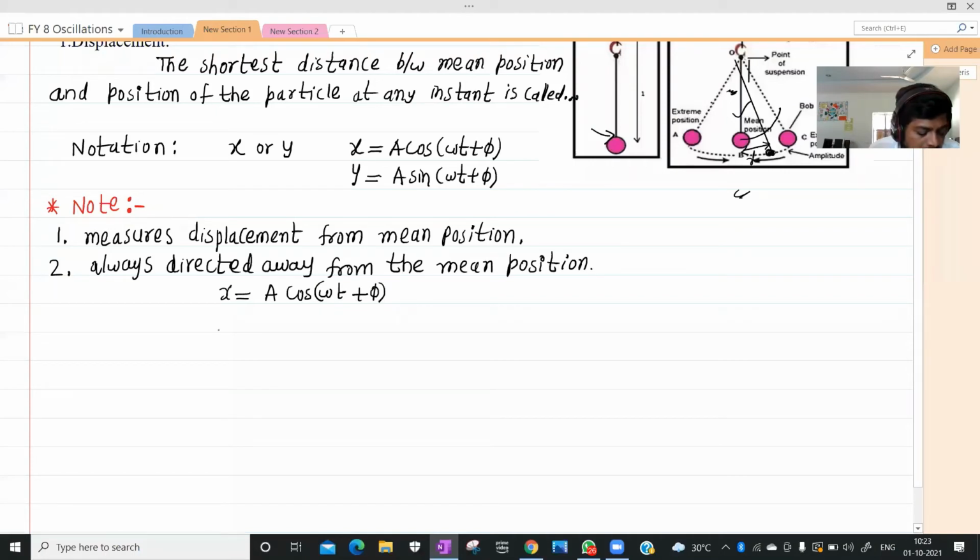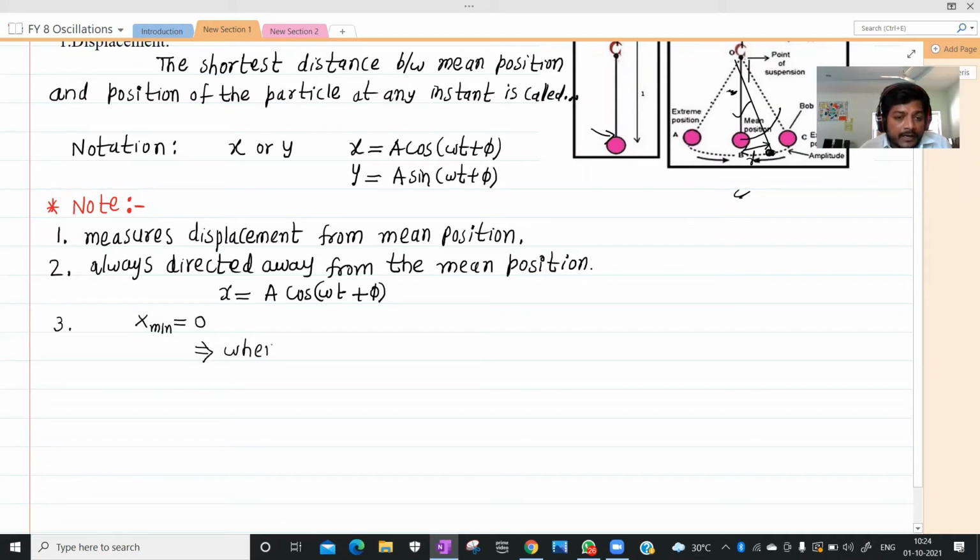Now tell me, where will the particle have the least displacement? When x will become 0, x minimum equals 0 means the displacement of the particle will be 0. Where will it happen? At the mean position. Very good.